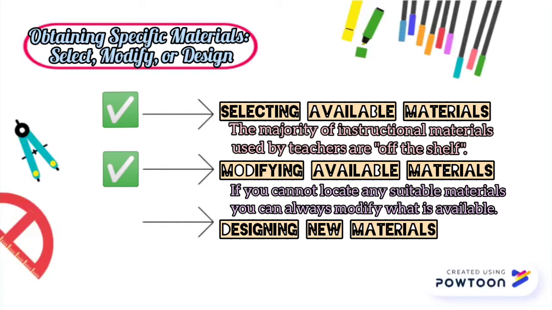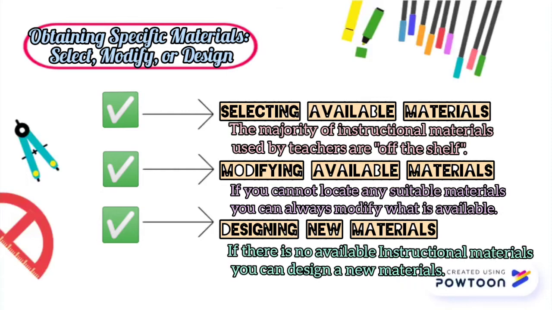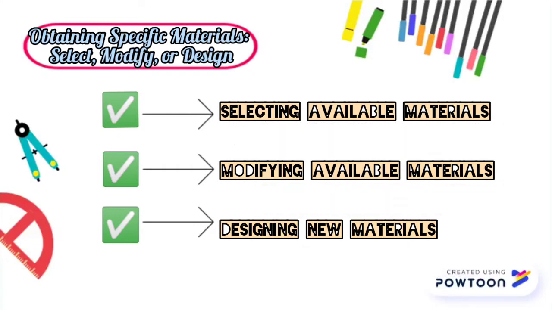The third one is designing new materials. If there are no available instructional materials, you can design new materials. So selecting available materials, modifying available materials, and designing new materials are the 3 alternatives in obtaining appropriate materials that you will use in your teaching.